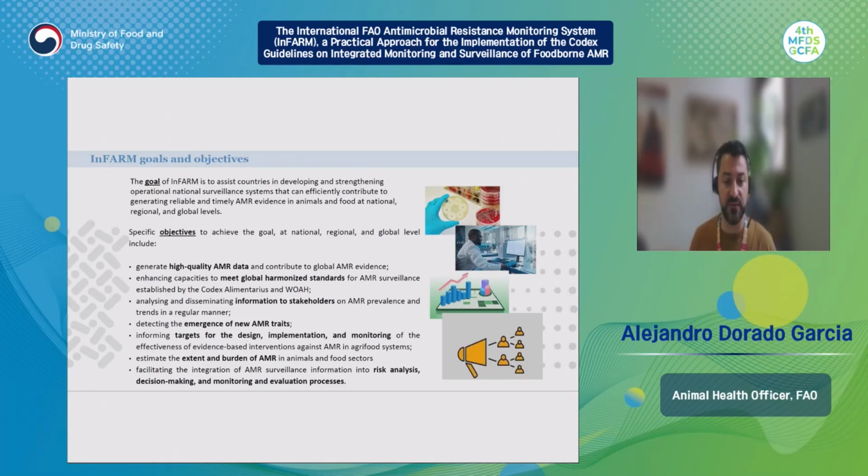We also want, through the INFAM platform, to detect the emergence of new antimicrobial resistance traits, and of course, to inform targets for the design, implementation and monitoring of the effectiveness of evidence-based interventions against AMR in agri-food systems. Through all this information, we will also be able to estimate the extent and burden of antimicrobial resistance in animals and food sectors. And of course, at the end of the day, what we want is to facilitate the integration of AMR surveillance information into risk analysis, decision-making, and monitoring and evaluation processes, to utilize all the data and information that we are generating through the surveillance systems.